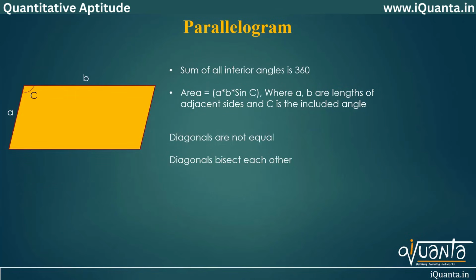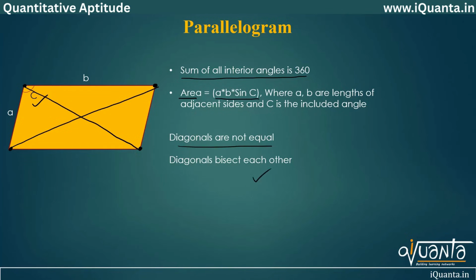Next figure is parallelogram. So basically in a parallelogram, opposite sides are equal. So here the sum of all interior angles is 360. So all the figures that are formed using 4 vertices, 1, 2, 3, 4, sum of interior angles of all such figures will be 360. After that, how to calculate area of a parallelogram? AB sin C. So A and B are nothing but the adjacent sides and C is the included angle between them. After that, diagonals are not equal. So if this is one diagonal, we'll have another diagonal like this. They are not equal, but they are bisectors of each other. That means they bisect each other.